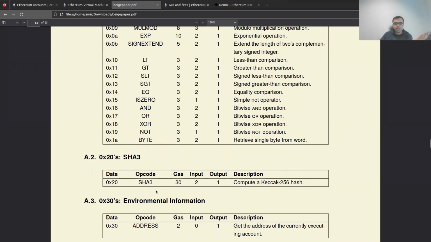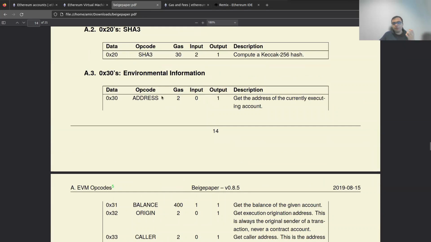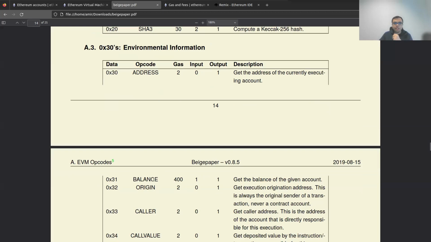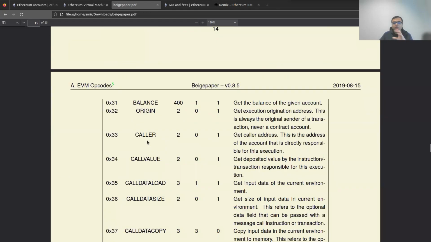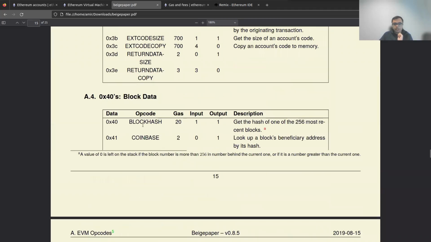And you have some operations that do more interesting things. So you have an operation, for example, that computes a hash, a specific type of hash, and this uses 30 units of gas. You have operations that give you information about the environment, about the status of the blockchain right now as this code is running. So you can, for example, check the balance of an account, or you can check who's calling this function. And all of these are operations that are defined in this language, and each one of them uses some amount of gas.